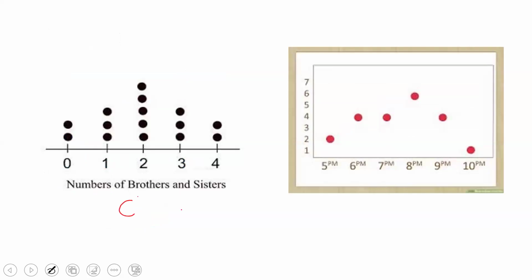So this is another example of Cleveland. And this is another example of Wilkinson. It's just for you to know that they are all descriptive statistics.